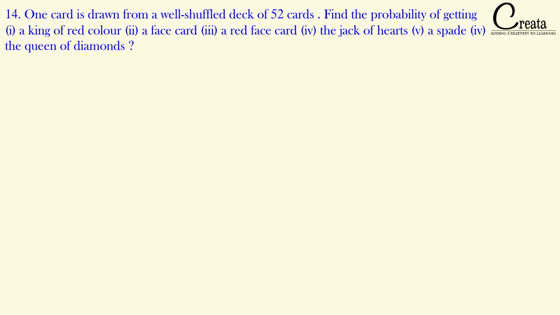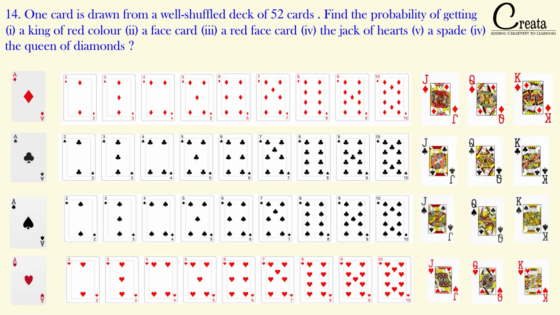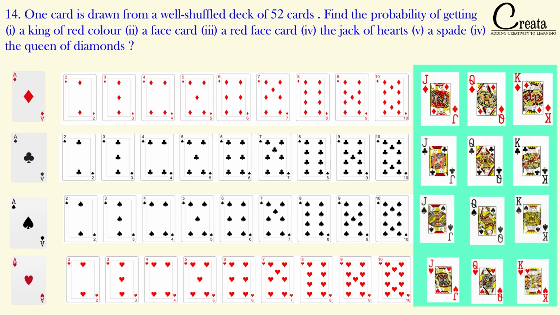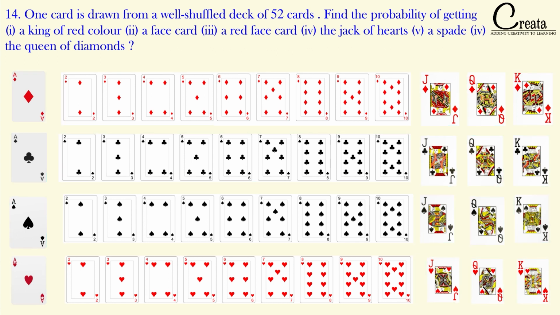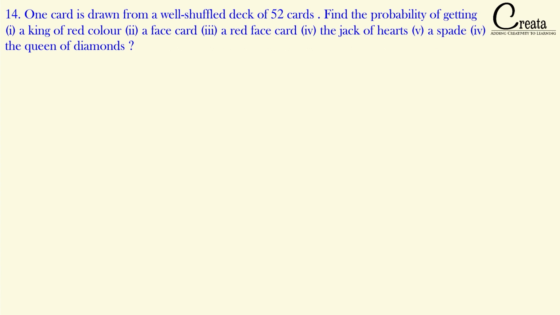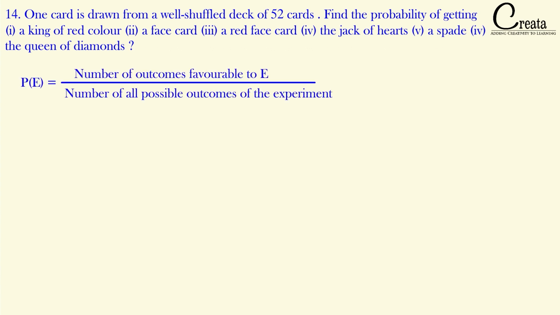Let's observe the question. In this question, we are having total 52 cards. So these are the total 52 cards. Some are face card, the number cards, the ace card. So different cards are there. So let's take down the formula of the probability. So this is the formula.